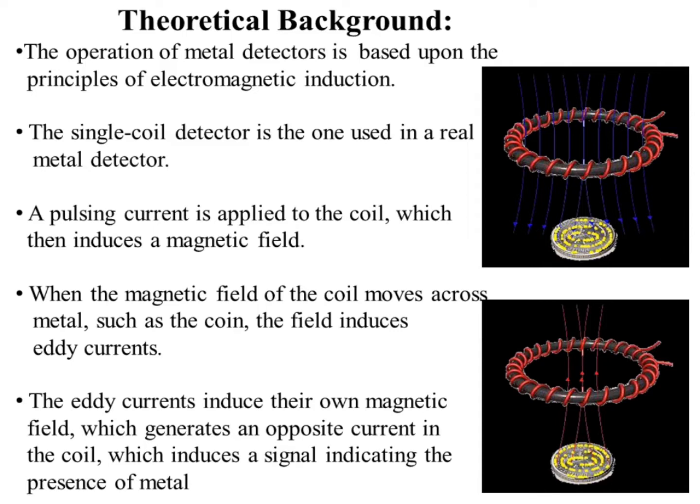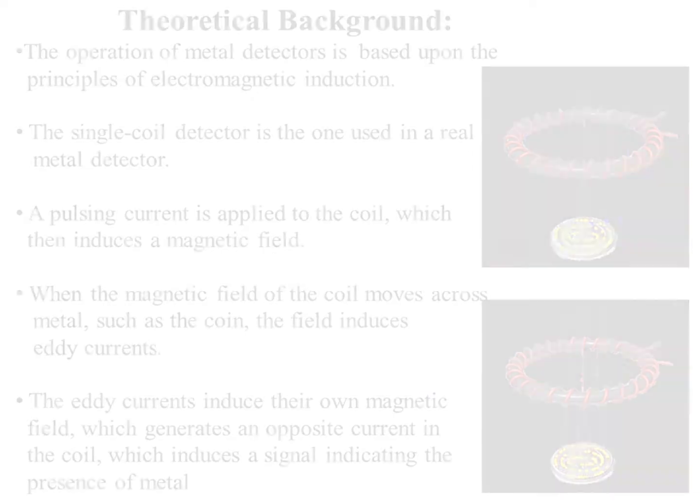Our next slide is about the theoretical background of the metal detector. A metal detector basically works upon the principle of electromagnetic induction. In a real metal detector, a single coil detector is used. Whenever some current passes through the coil, it generates a magnetic field around it. Now, if I move a coin towards the coil, a current is induced. We call it eddy current. The eddy current induces its own magnetic field, which generates an opposite current in the coil, which induces a signal indicating the presence of metal.